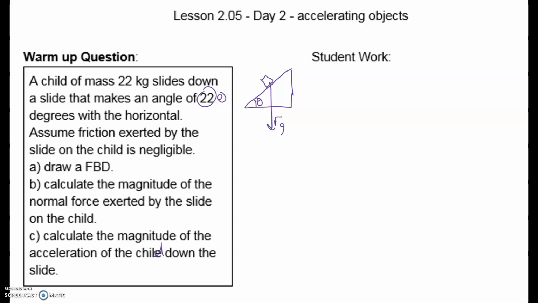The other force is the force of the slide on the child. We call that the normal force, since it is perpendicular. And there's our normal force. So if I'm drawing just a free body diagram, sketching it here quickly: normal force up and to the left, force of gravity straight down.